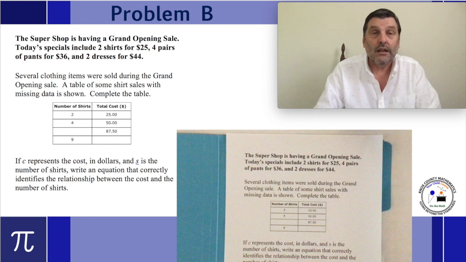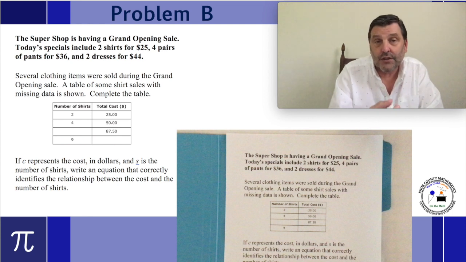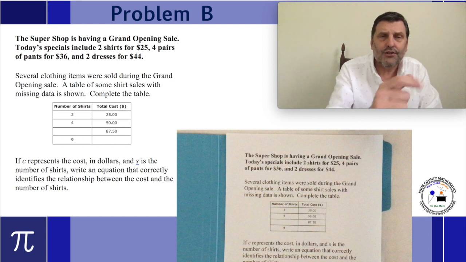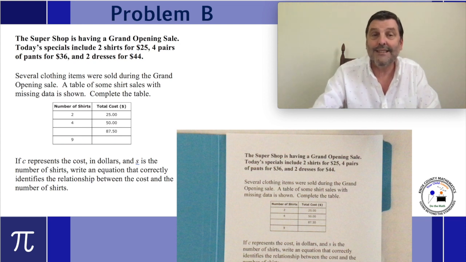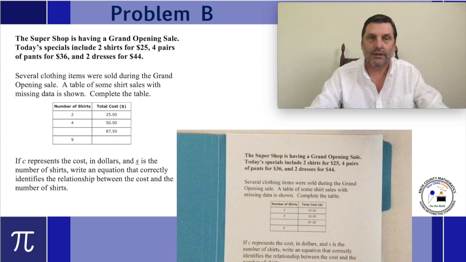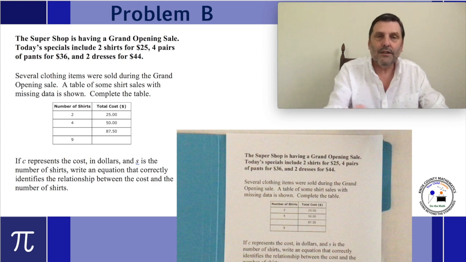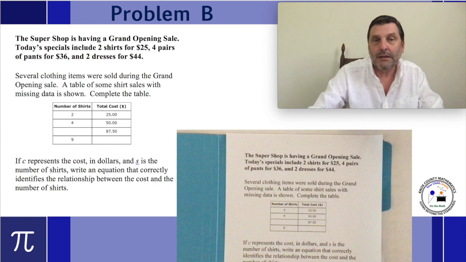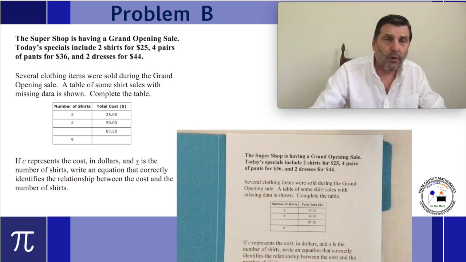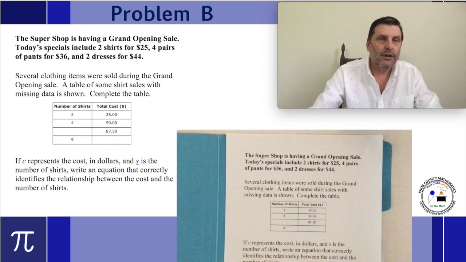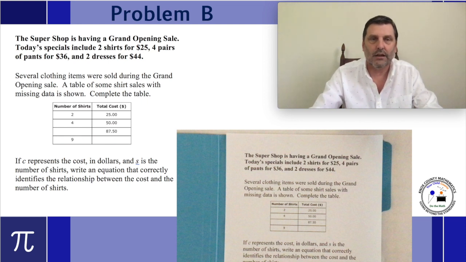Okay, so let's see. Part B is talking just about the shirts. Several clothing items were sold during the grand opening sale. A table of some of the shirt sales with missing data is shown. Data is information. Complete the table. So they've given us some situations. It looks like that table, if somebody bought 2 shirts, that's $25. And if we bought 4 shirts, that's $50. Now we want to know how many shirts we'd buy if it cost $87.50. And then the last, what if we bought 9 shirts? How much would that cost?